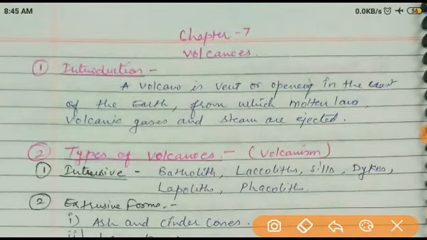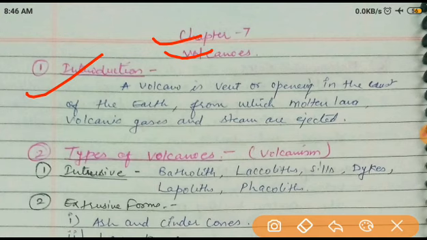Now, this is chapter 7, volcanoes. We have discussed the structure because if you understand the structure, then the whole chapter is very easy for you. Now, let's start with the introduction of the volcano. If the question comes, what is a volcano? It is very simple. It is the vent, the opening of lava, or ejecting of lava from the earth crust.